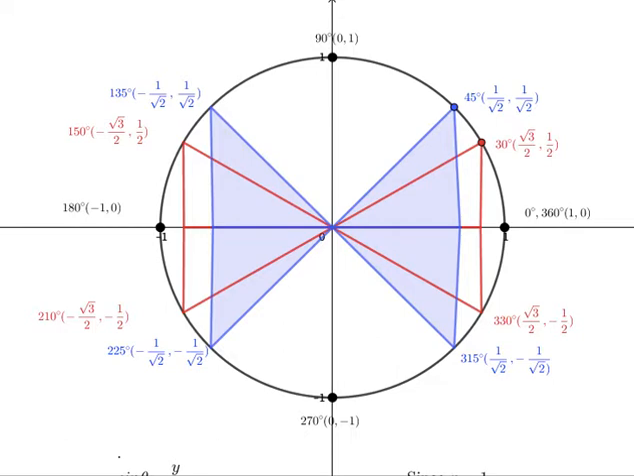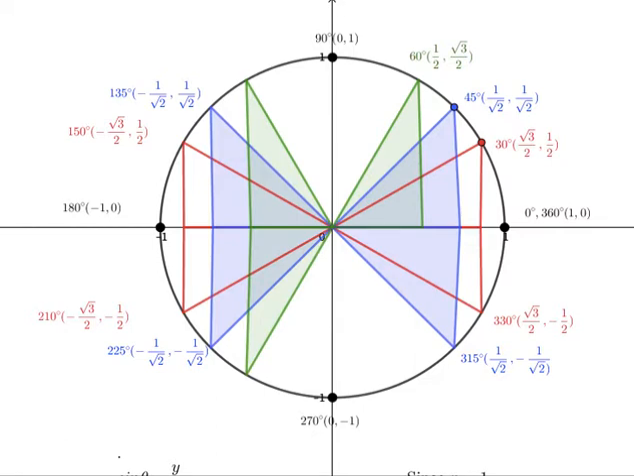Moving on to our last related triangle, it's the 60-degree family. What we notice is that the x-coordinate is 1/2, the y-coordinate is root 3 over 2. And very similarly, we can draw the other related angles.